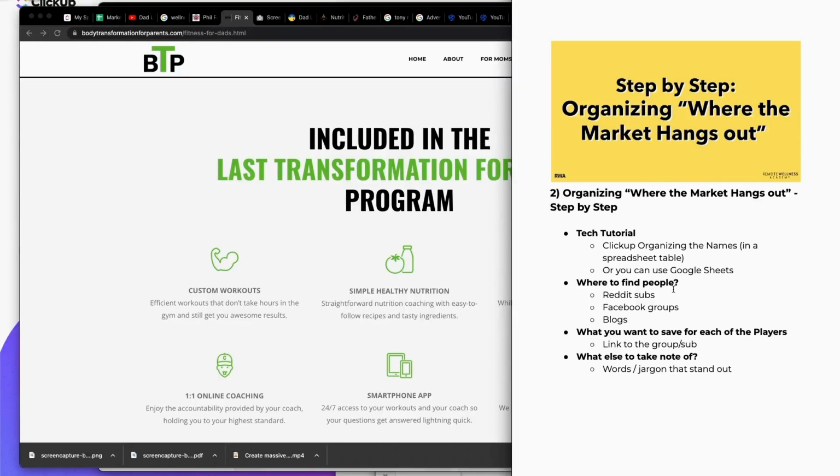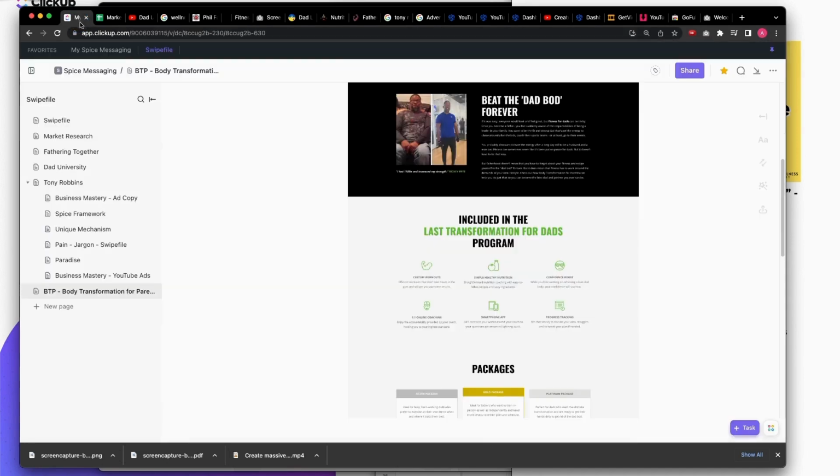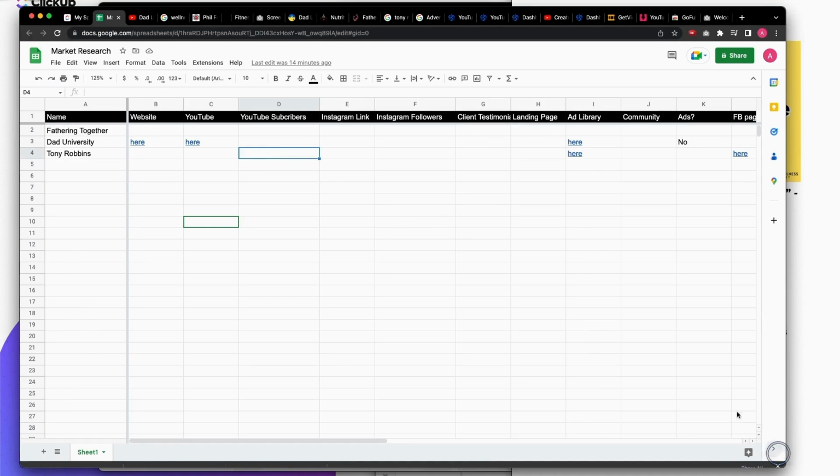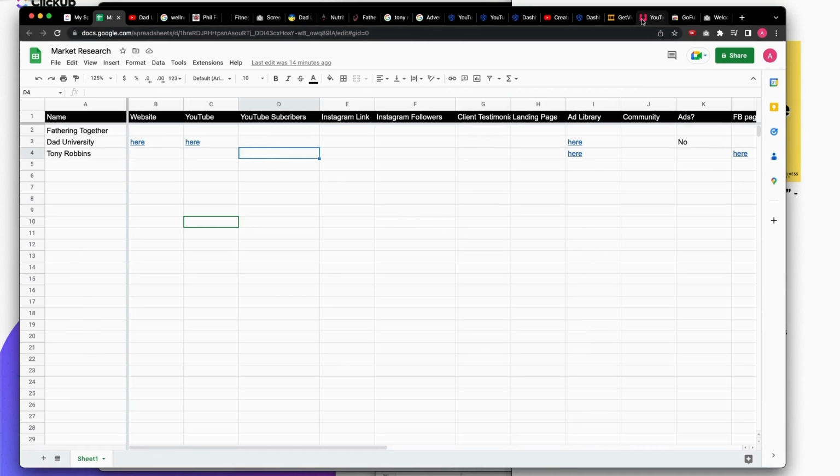All right, welcome to this quick mini training about organizing where people hang out. We are continuing with our theme. We've got our swipe file here with all of our different swipe players in the marketplace. We're also maybe using Google Sheets, right? We've got our different files going on here, all these tabs. This is what it looks like. You're just going down the rabbit hole and looking at what is going on here, right?